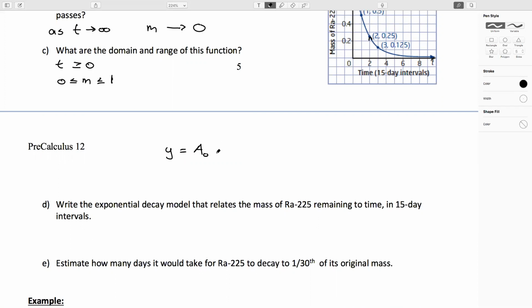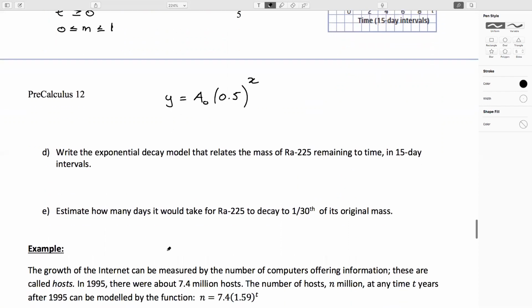If it's growing, the base will be positive and greater than 1. If it's decaying, the base will be positive, but between 0 and 1. Since this is a half-life, our base is going to be half because we're losing half every time. So it's going to be 0.5. And then there's going to be some exponent, we'll call it x. For this question, though, we've got a couple of options. We could simply write our mass as 1.0 times 0.5 to the power t. If we choose to do this, then t is going to represent the number of half-lives.